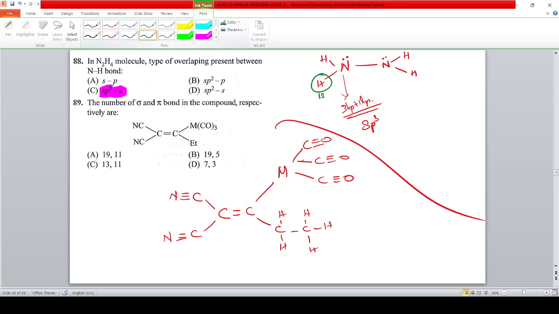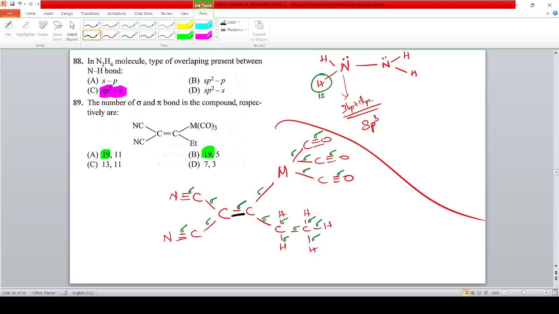Right. I will check the pi bond first. It will be easy. Here there is a pi bond. 1, 2, pi in sigma. So let us see for the sigma bond. 3 sigma bonds, 4th sigma bond, 5th sigma bond, 6, 7, 8, 9, 10, 11, 12, 13, 14, 15, 16, 17, 18, 19 sigma bonds. 19 sigma bonds. Coming for the pi bond. Here there is 1 pi bond.